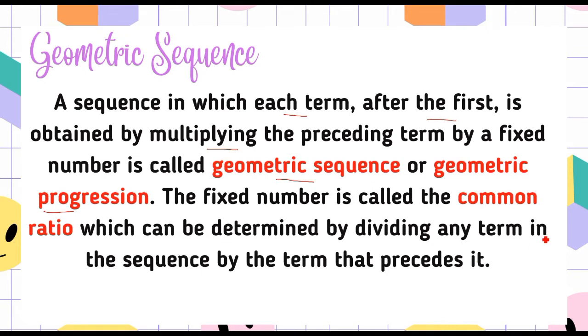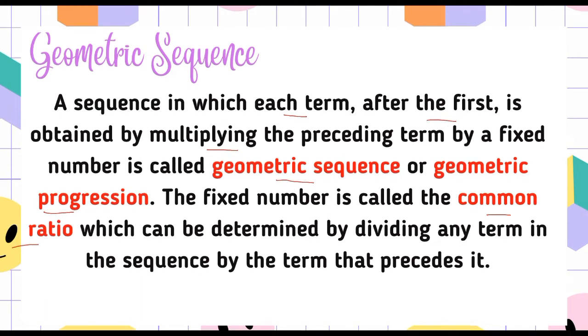The fixed number is called common ratio, which can be determined by dividing any term in the sequence by the term that precedes it. Kung maaalala natin sa ating arithmetic sequence, ang kinukuha po natin ay yung common difference. Pero dito sa ating geometric sequence, ang kukunin na po natin ay common ratio. Kaya ni-recall natin kanina yung tinatawag nating ratio and proportion.